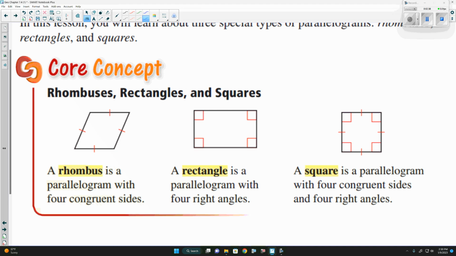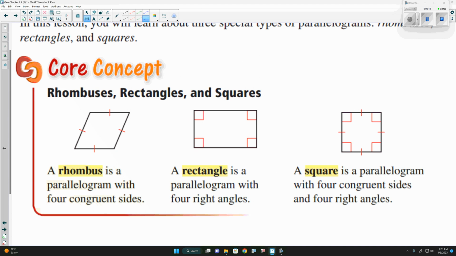So all 3 of these are parallelograms. They're also considered quadrilaterals, obviously, because they have 4 sides. That's all it takes to be a quadrilateral. But if we know that all 4 sides are congruent, then it's not only a quadrilateral, it's also a parallelogram, but more specifically, it's a rhombus. A rectangle has to have 4 sides and 4 right angles. And a square is going to have 4 right angles and 4 congruent sides.